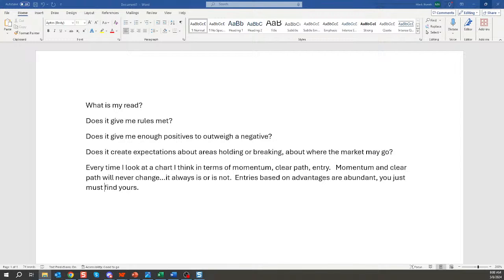And then I think I may have even posted this one in the room. I'm not sure. But what's your read, right? What's your chart read? Does it give you the rules met? Does it give you enough positives to outweigh the negatives? Does it create expectations? And all of this is chart reading, guys. This is what we're going to talk about today. And every time I look at a chart, this is me making this personal, guys.